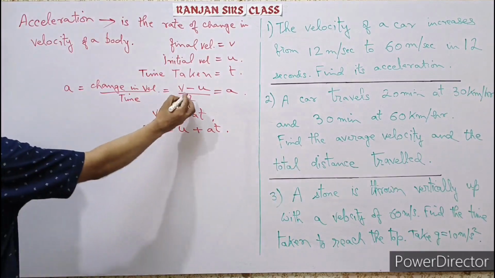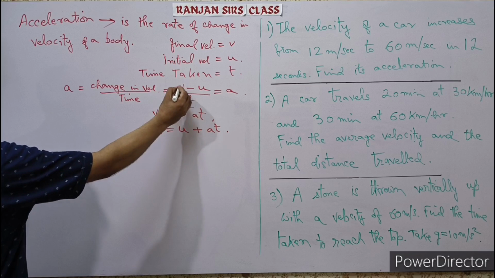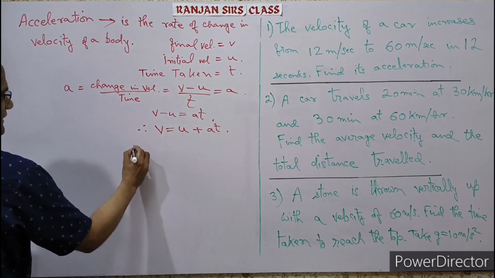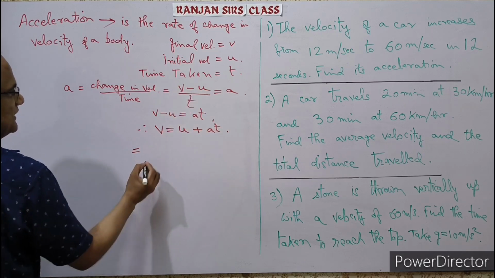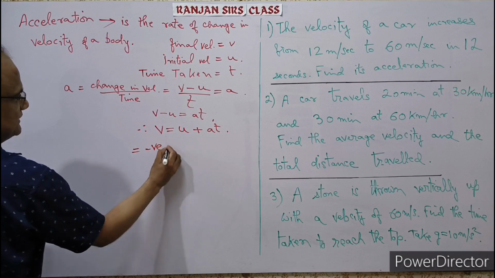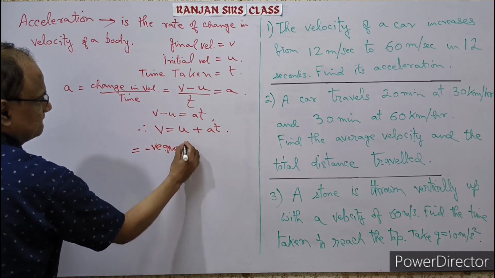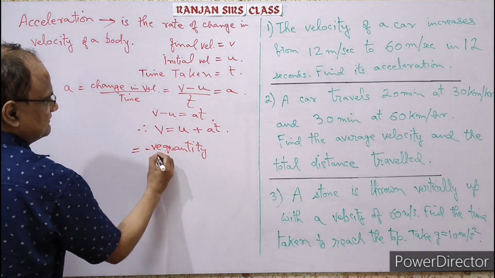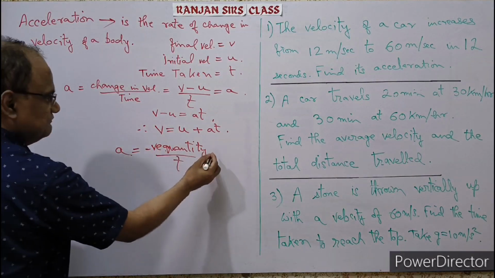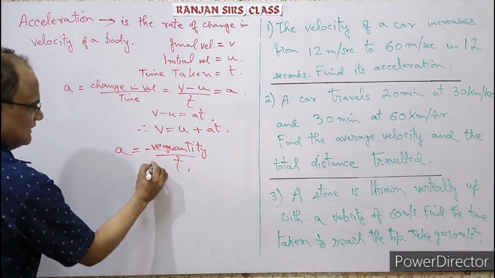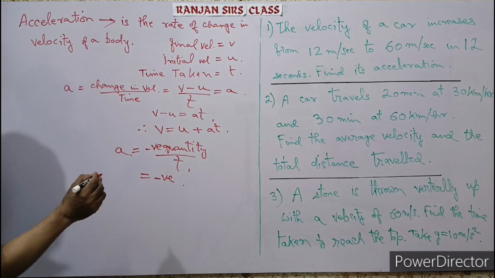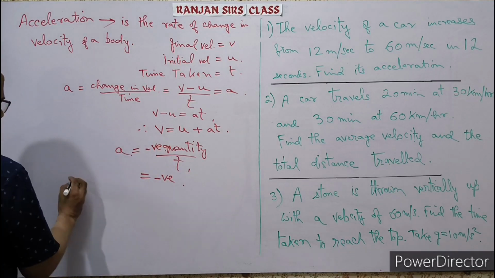You have applied brakes, so final velocity is less than the initial velocity. Okay, in that case what will we get? v minus u, this is what? Final velocity is less than the initial velocity. Then in that case v minus u will come out to be a negative quantity, and that divided by time will be equal to your acceleration. So your acceleration will come out to be negative. When the acceleration comes out to be negative, we call it retardation.